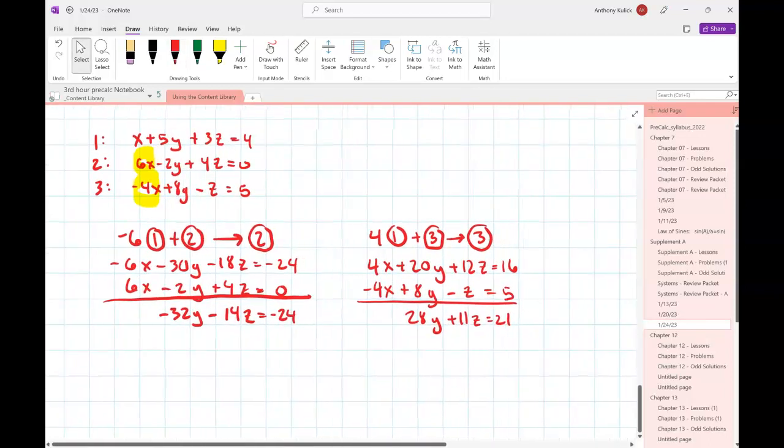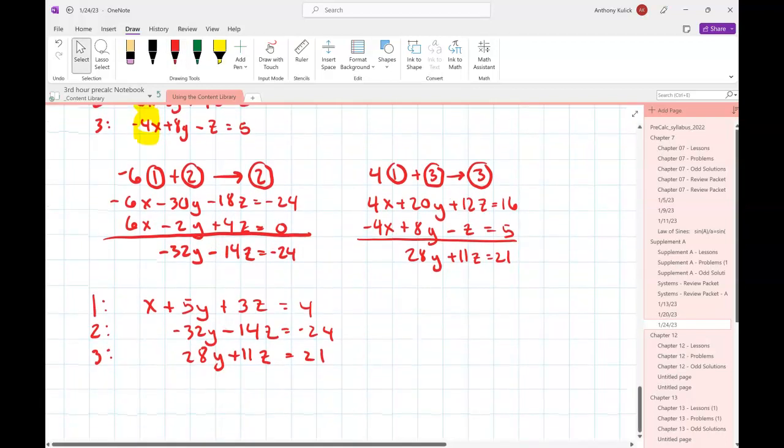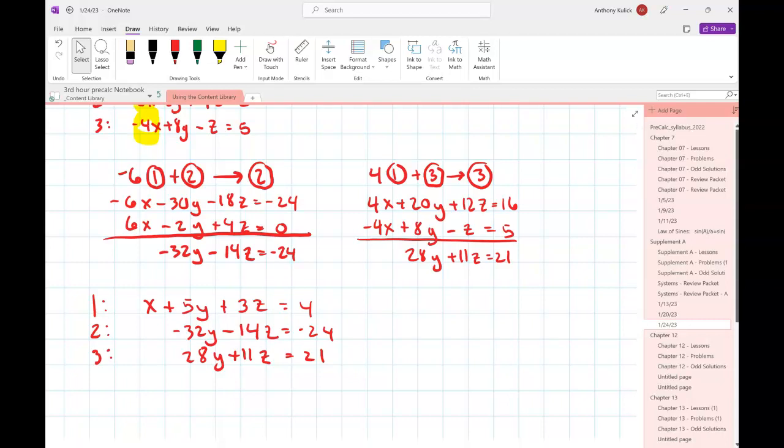Okay, so if we go and update what we have now, equation 1 stayed the same. Equation 2 now is going to be -32y minus 14z equals -24. And equation 3 is going to be 28y plus 11z equals 21. Everybody okay with what I did there?